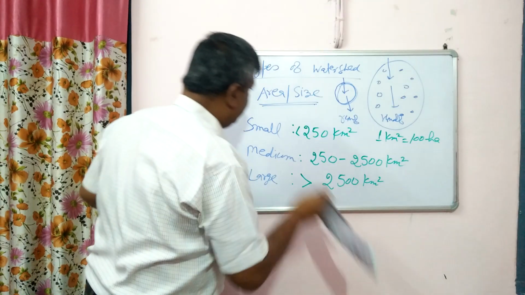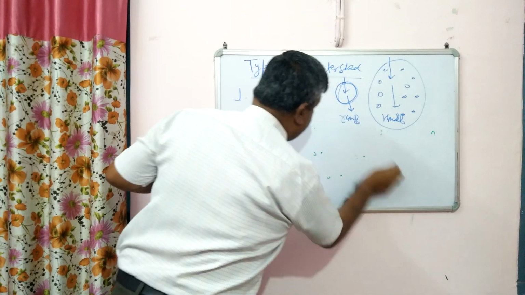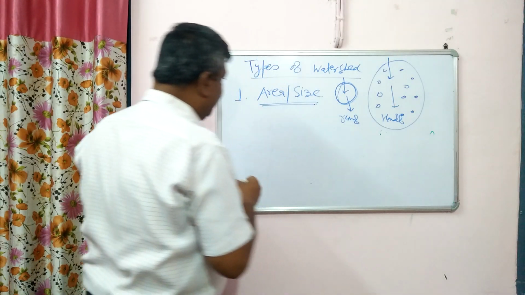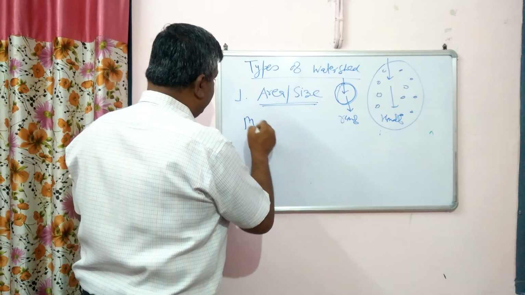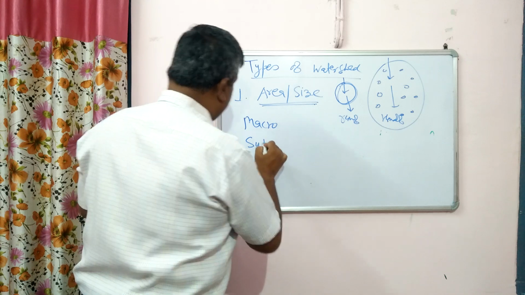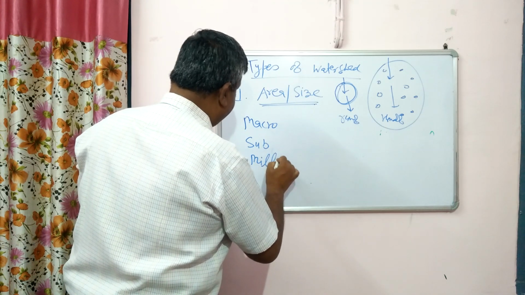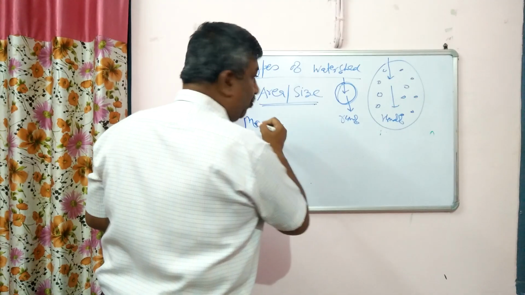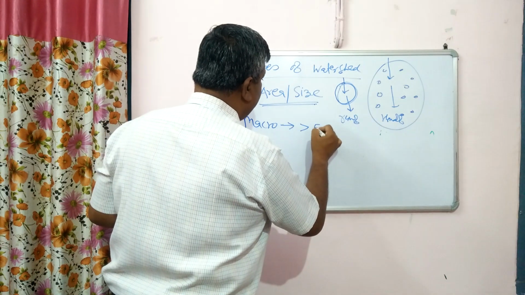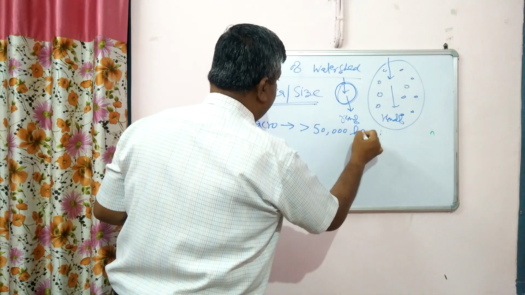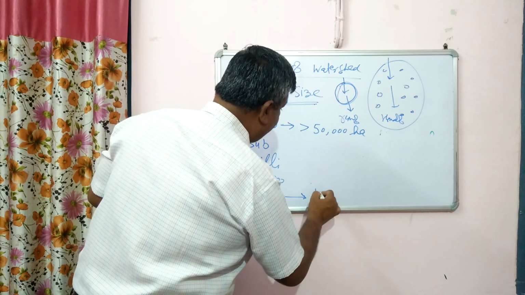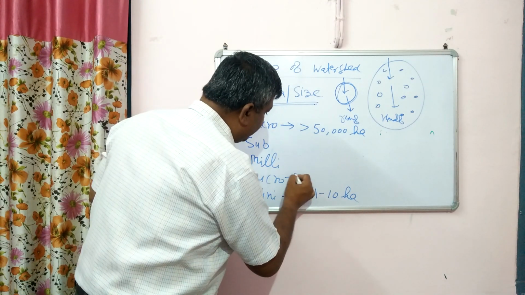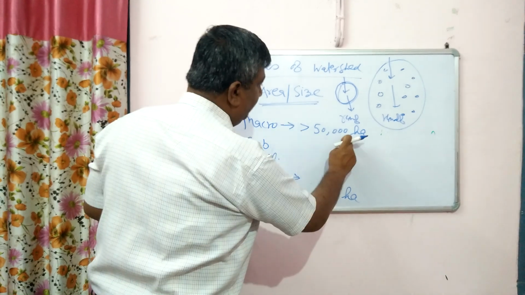Another classification on the basis of area is further into 5 types: macro watershed, sub watershed, milli watershed, micro watershed, and mini watershed. Macro watershed area is more than 50,000 hectare. And in case of mini watershed, it is 1 to 10 hectare. Each level of watershed is increased by 10 times.